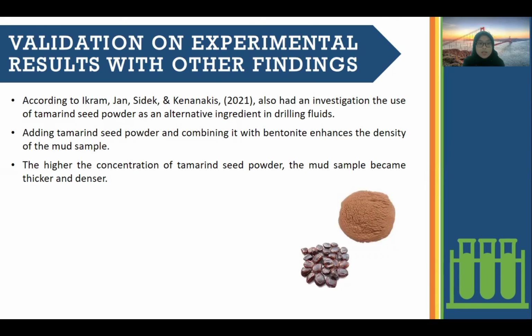The higher the concentration of tamarind seed powder, the thicker and denser the mud sample will become. The mud density of the samples was found to be in a range of 8.22 to 8.97 ppg, which has been regarded as appropriate for use as an addition in the formulation of drilling fluid.